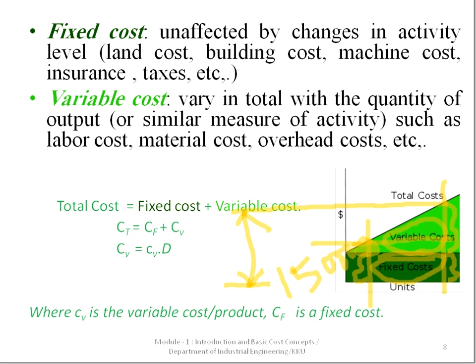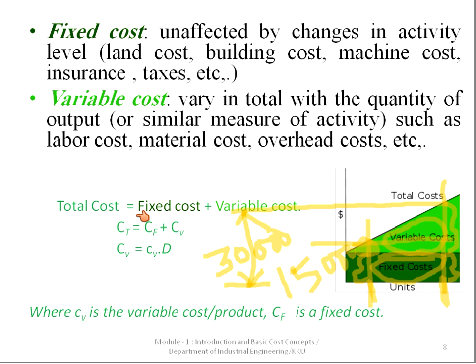20 plus 10 is 30,000. 30,000. That is the total cost at this point, right? These are the 2 points I'm just telling you for an example. Okay. So now let's come back to this relation between fixed cost and total cost.